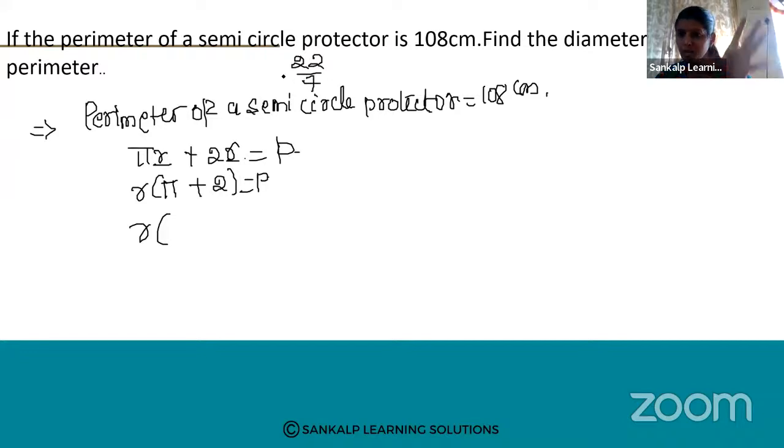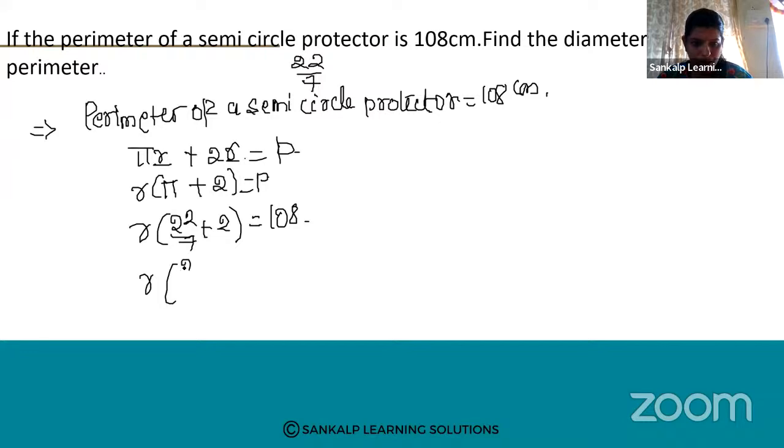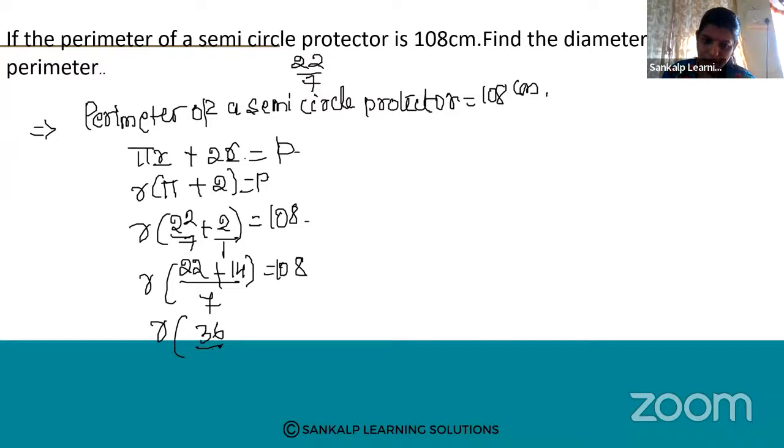If they give pi is equal to 3.17, use that value. Otherwise, by default use 22 divided by 7. R into (22 divided by 7 plus 2) is equal to 108. Next, R into 22 divided by 7 plus 2, take the LCM. So nothing is there means 1. 7 into 1 is 7, plus 7 2s are 14, is equal to 108. Now, R into 22 plus 14, which is 36 divided by 7, is equal to 108.